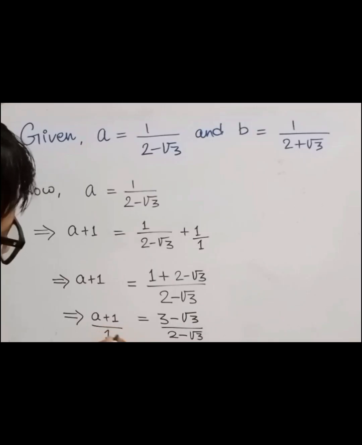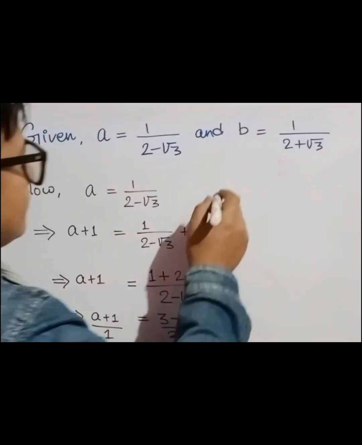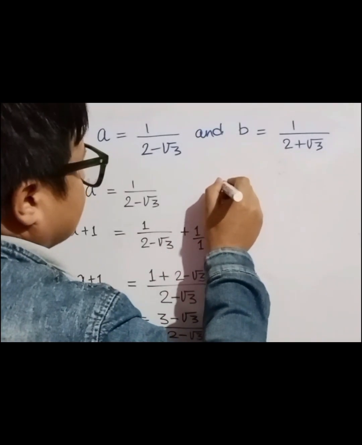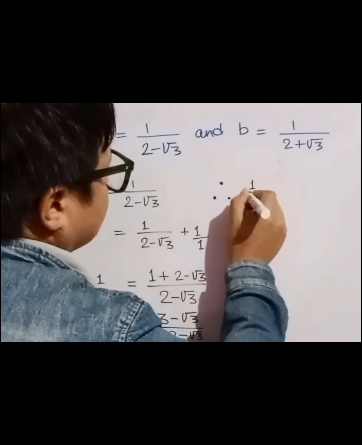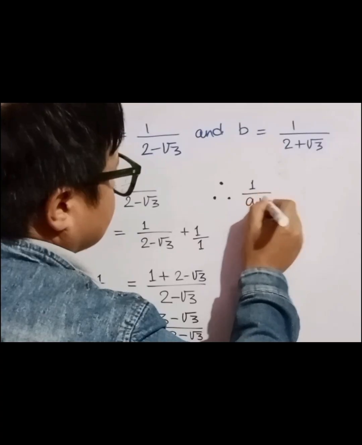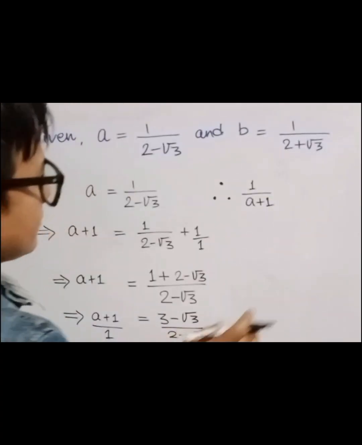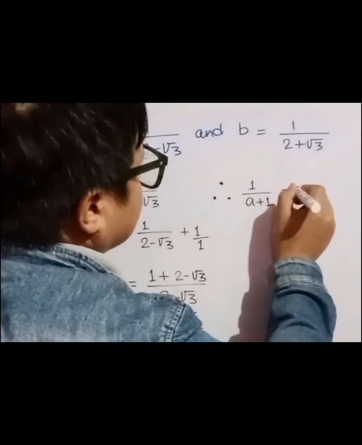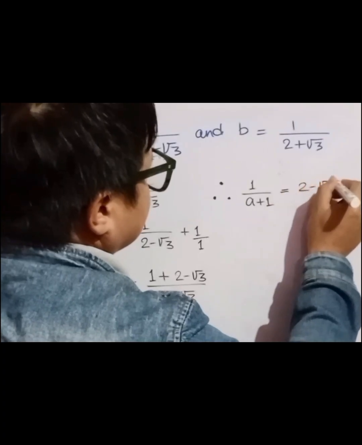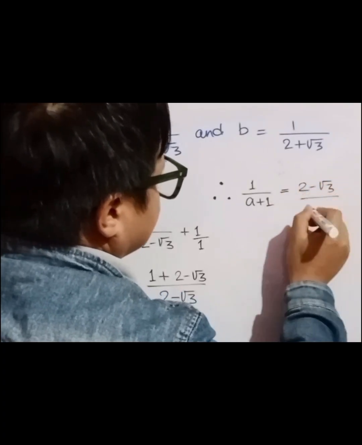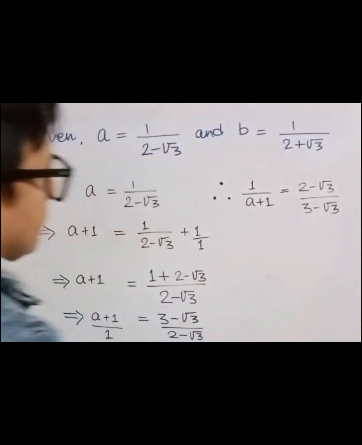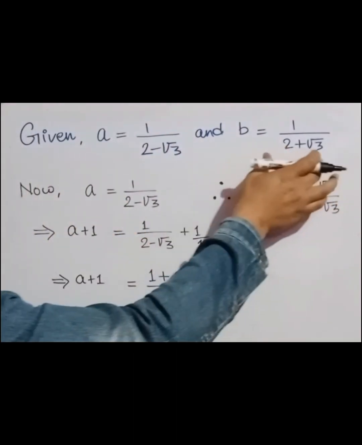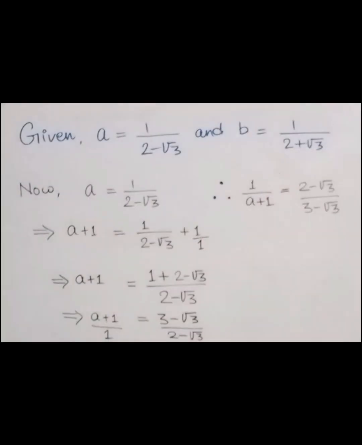And a plus 1 is equal to a plus 1 upon a. We can find the reciprocal of the left hand side, and this is 1 upon a plus 1, and this is equal to 2 minus root 3 upon 3 minus root 3. Here we have written the reciprocal of right hand side also. Similarly, we have to calculate the value of 1 upon b plus 1 in the same way.